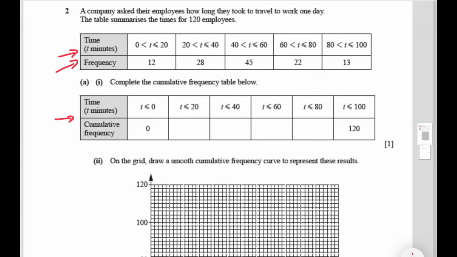So, of course, the first column is 0. The next column would be 0 plus 12, which would give you 12, because this is the 12 right here that needs to be added. The next column would have 12 plus 28, which gives us 40. The next would be 40 plus 45, which gives us 85. Then 85 plus 27 gives us 107. And then, of course, 107 plus 13 would give us 120. So the table is tallied.